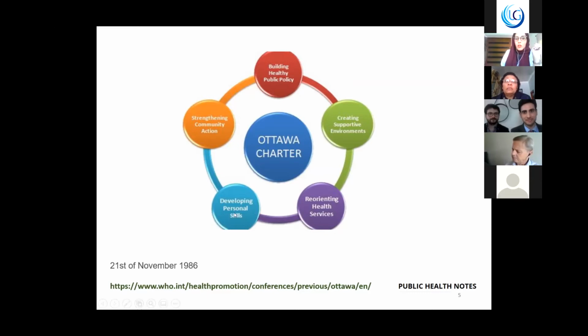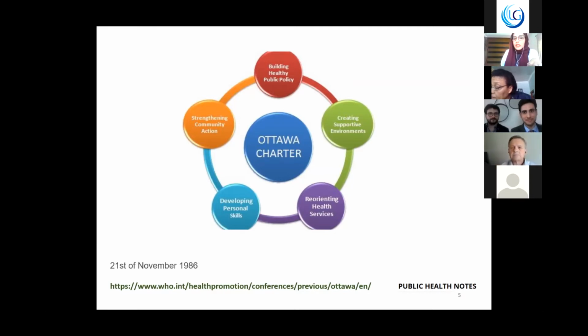I would like to have a closer look at the Ottawa Charter action areas. The first action is building public health policy, something like smoking regulation in public areas, the tax on sugary drinks, and traffic or seat belt laws. These are all public health policies to regulate and control health promotion.